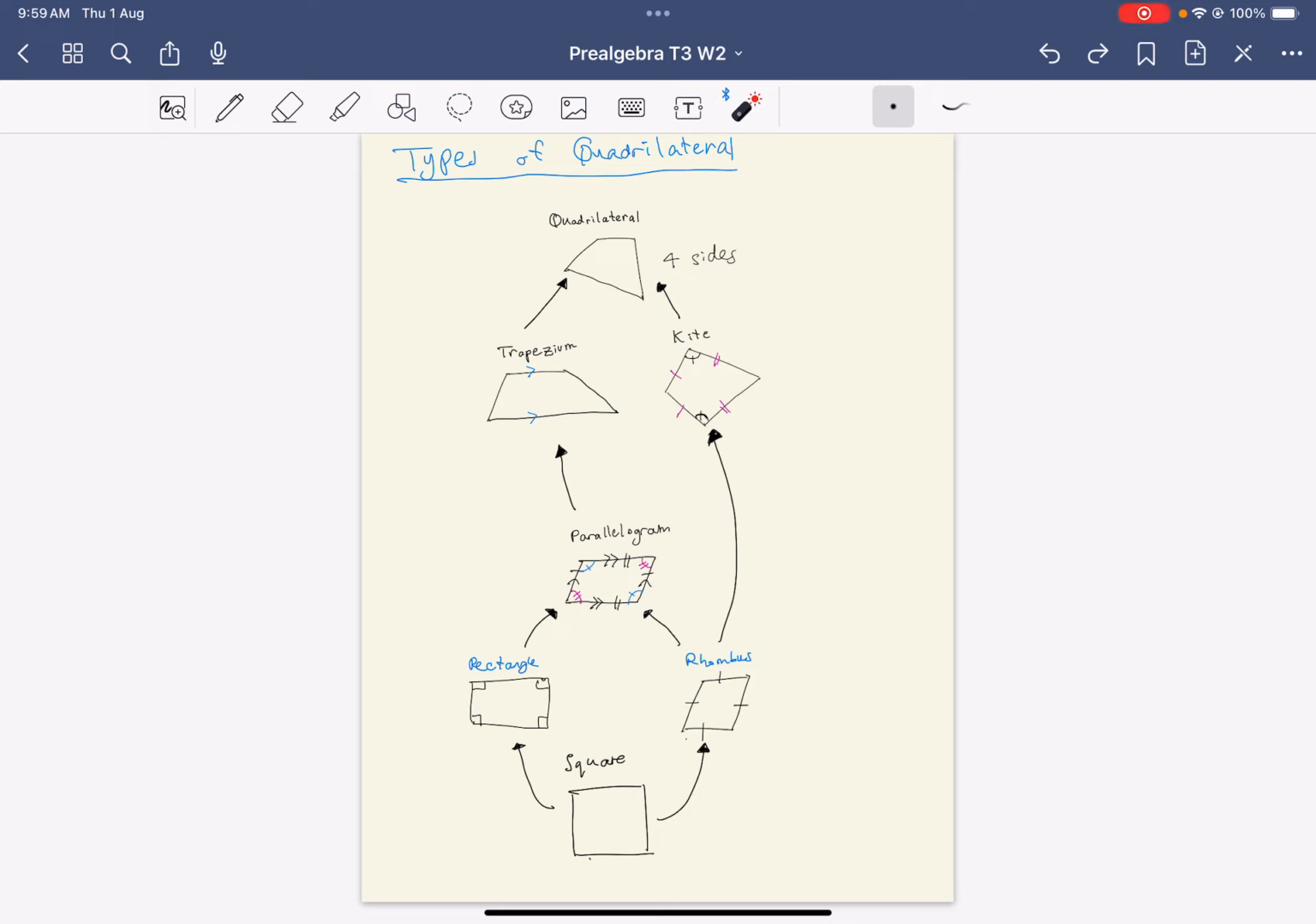So if I asked you, is a rectangle a type of kite? What would your answer be? Well, let's try to find a path. Rectangle, parallelogram, and then trapezium, quadrilateral. You don't really have a path to kite. So no, a rectangle is not a type of kite.